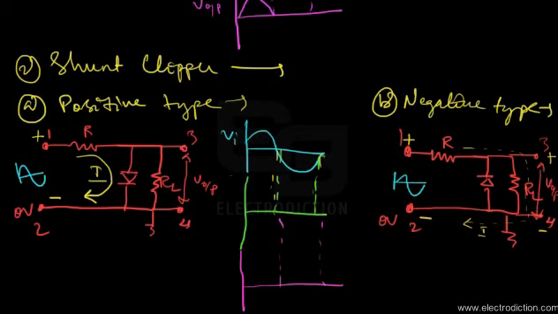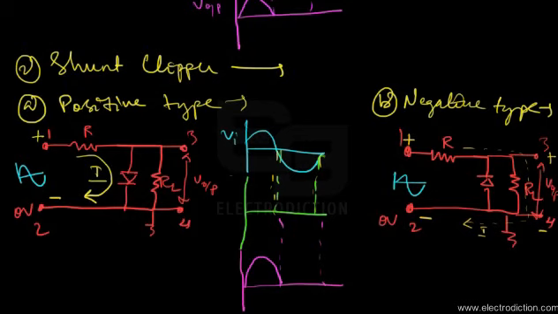So here it is. Here is the waveform for the first half cycle. In the first half cycle the voltage across terminals 3 and 4 varies in the same way as the first half of the input signal. So that's it.